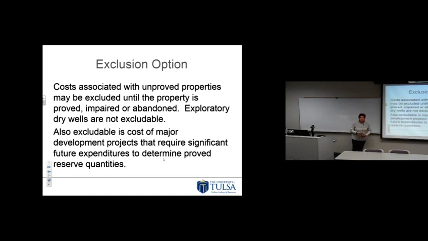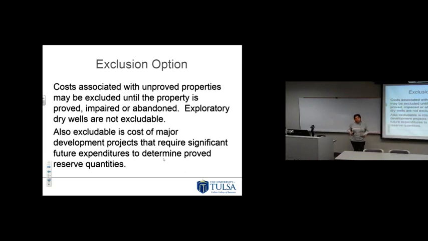But there is an option to do some exclusion, mainly associated with unproved properties. Now, why would we do that? If we've got unproved properties in our cost center in the country that we're using, say the U.S., like Swift Energy, we're hoping that one day those unproved properties become proved. That's the goal. That would be great.